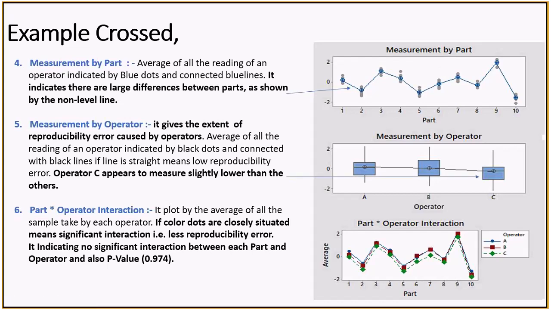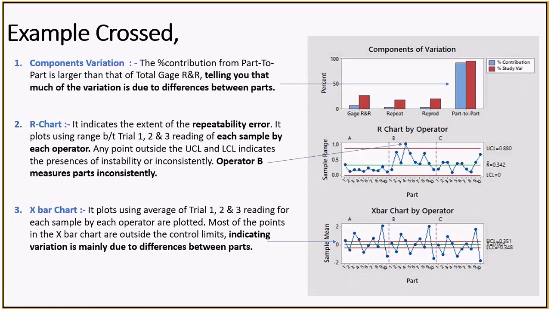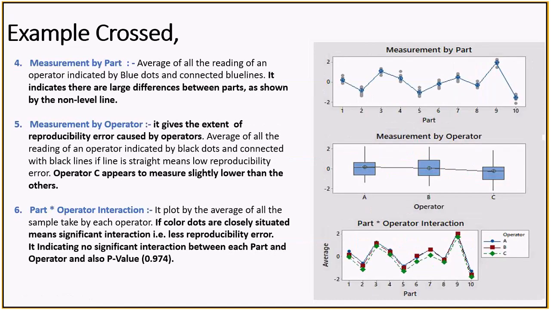Now next is measurement by operator. This is the graph which talks about reproducibility. Let me go back and show you. This chart talks about repeatability, and we have this chart, the measurement by operator, which talks about reproducibility. Now this is the average of all the samples done by operator A, this is by operator B and operator C. You can see the box plot, right? And in the center you have the average.